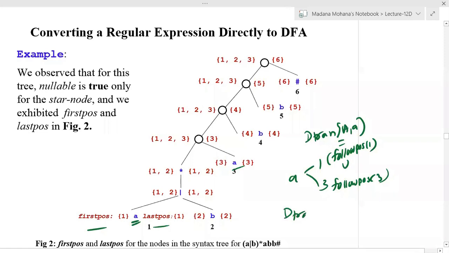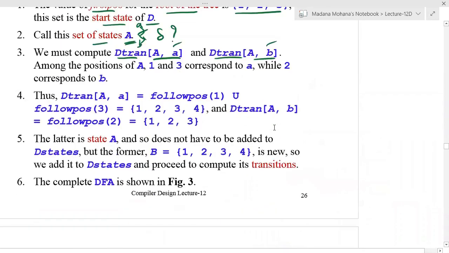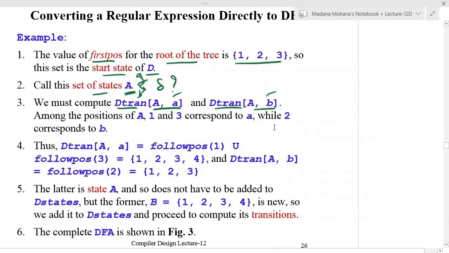Similarly, Dtran[A, b] uses the position of the leaf node b. Here we have only position 2. So followpos(2). Then followpos of 1 and 3 you can take from this table. Now finally, you can see what we explained: {1, 2, 3, 4}. On a we get {1, 2, 3, 4}, and on b we get {1, 2, 3}.